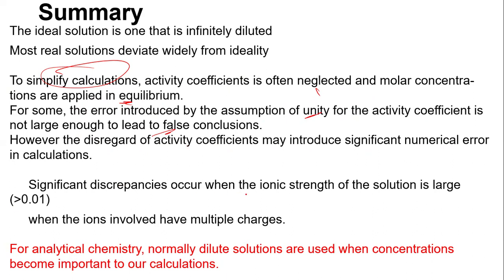Significant discrepancies occur when the ionic strength of a solution is larger than 0.01, or when the ions involved have multiple charges, right? So when you have multiple charges in play, and the ionic strength is more than 0.01, it means you have to consider the ionic activity, the activity coefficient. Now, for analytical chemistry, normally dilute solutions are used when concentrations become important to our calculation. We are using dilute solutions to make sure that the solution we have is as close to ideal as possible.